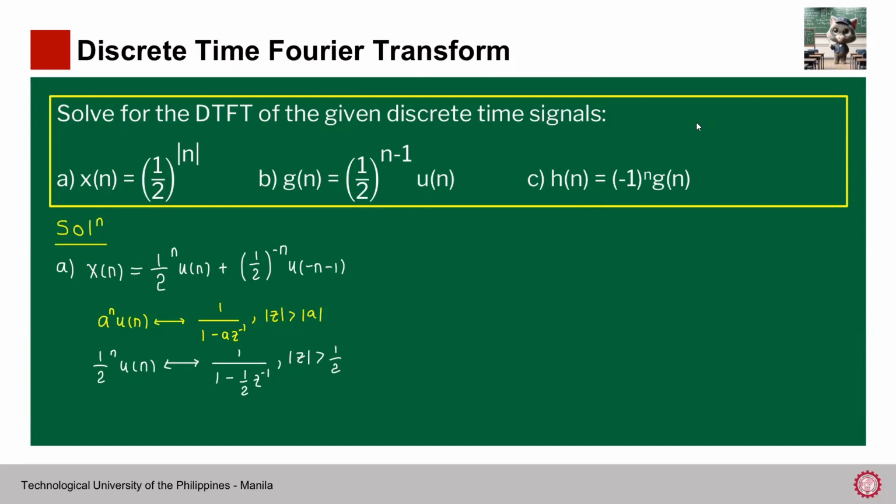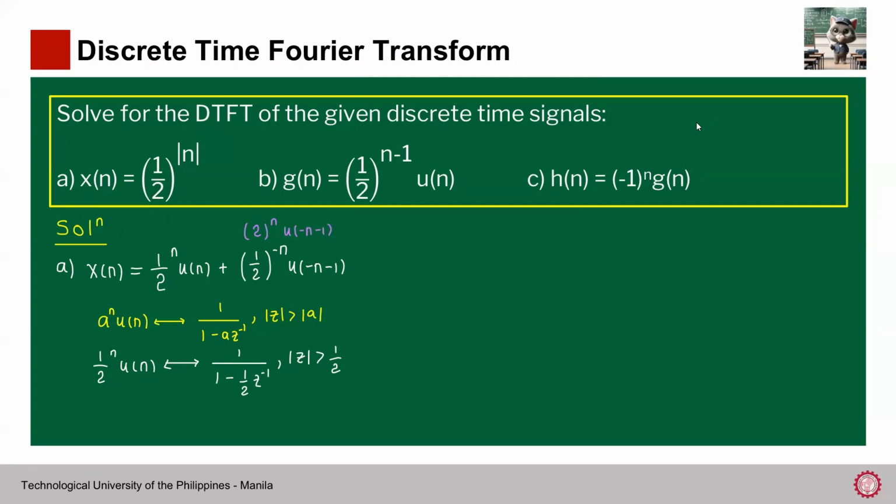Now for the second one. By the way, we can rewrite this. Instead of 1/2 raised to negative n, we can write it as 2 raised to n, because when we bring the negative 1 inside, 1/2 raised to negative 1 is 2. So this is 2 raised to n, u of negative n minus 1.